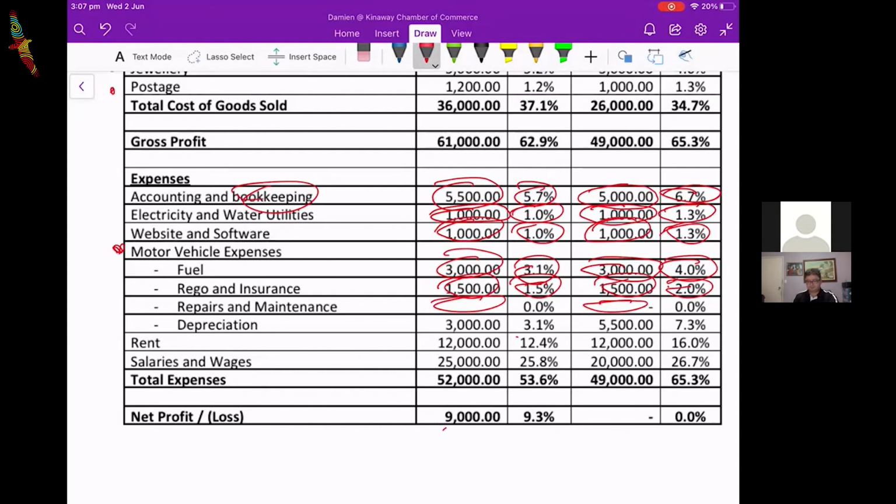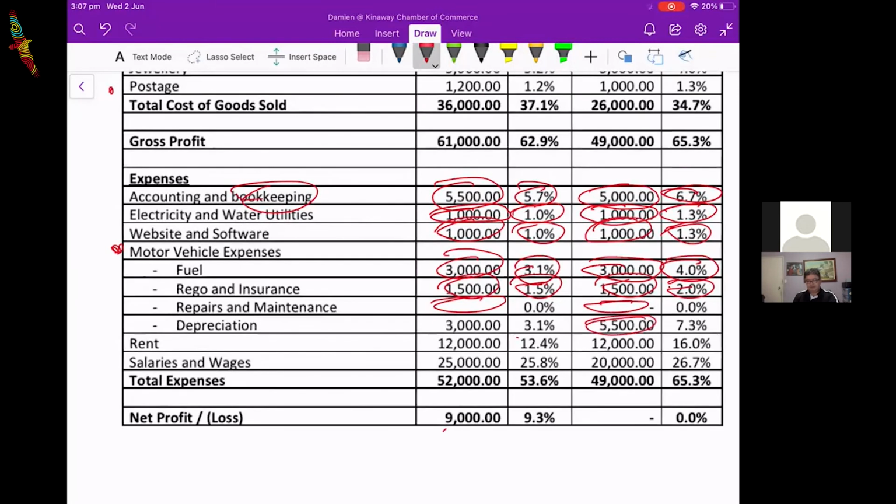So we now look at depreciation. It's gone from 55,000 down to 3,000. So again, this supports again the high value of the $3,000 from last year, that it was a pretty new car, and it's gone from 7.3% down to 3.1%. So that's pretty significant because it's depreciation. So it's coming down as a cost value.